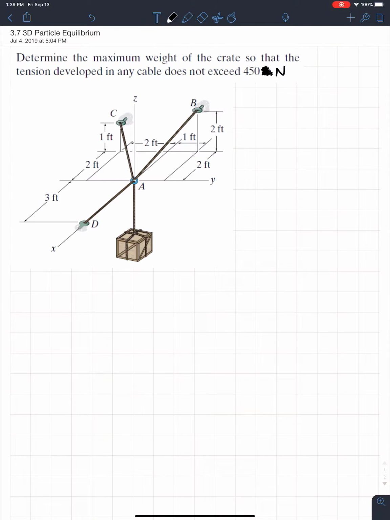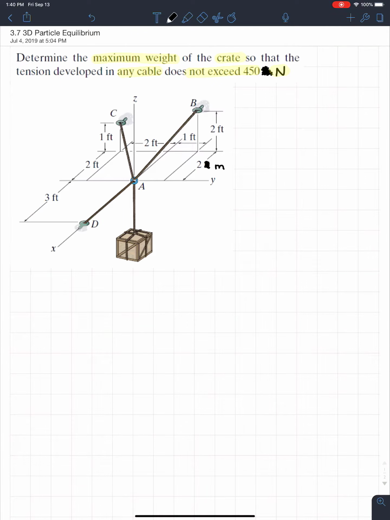Looking at this example, it asks us to determine the maximum weight of the crate so that the tension developed in any cable does not exceed 450. It says pounds, but I just swapped it to newtons. Like I said, we're going to keep things in SI units to make it a little easier. So in the diagram, we're just going to delete all these feet and pretend that it says meters instead of feet. Nice and easy. So, equilibrium in 3D.